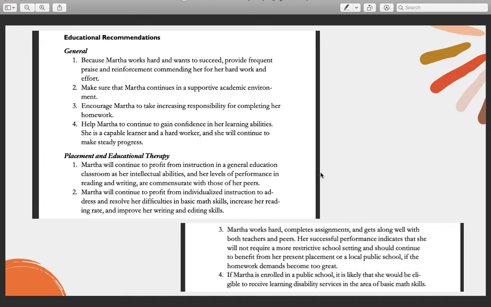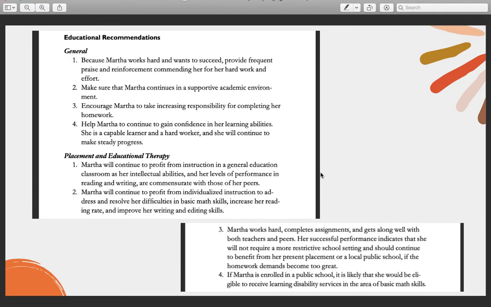General recommendation: because Martha works hard and wants to succeed, provide frequent praise and reinforcement, commending her for her hard work and effort. So you can write down here some strategies or ideas that you want to share on how to help the child improve in her weaknesses.